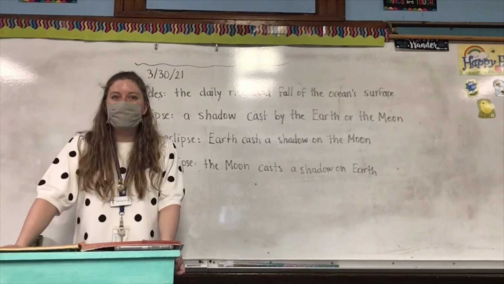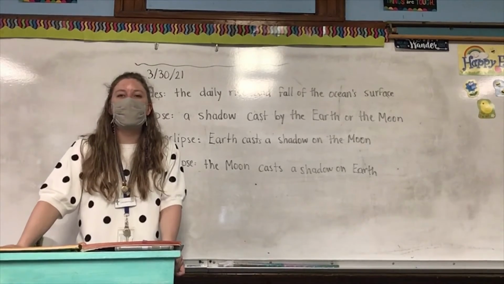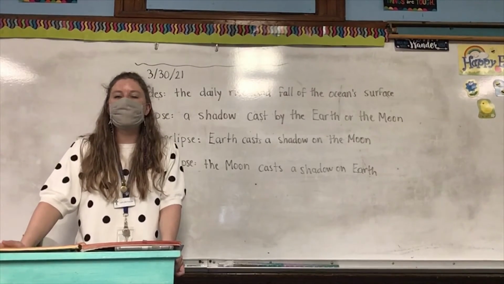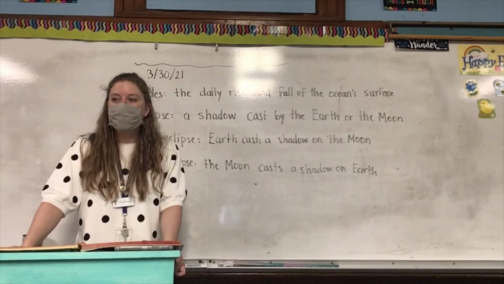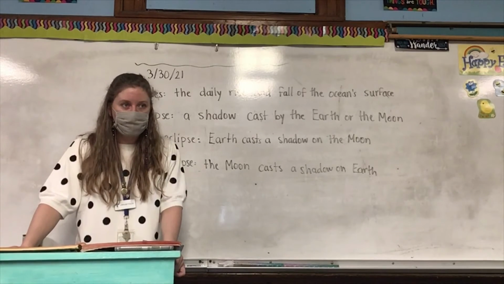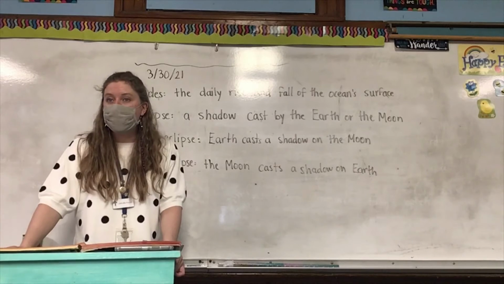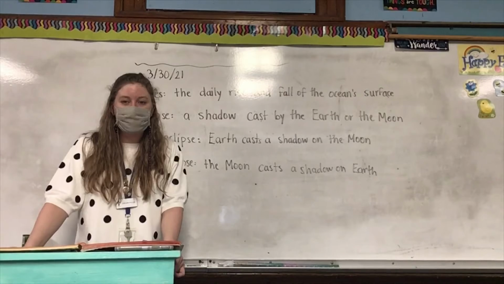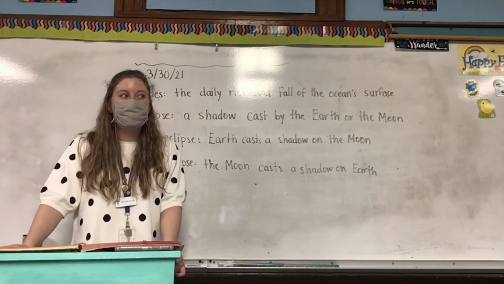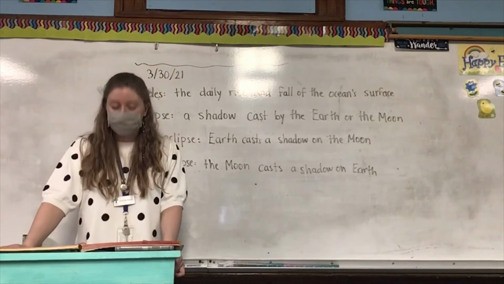What is a lunar eclipse? What is casting the shadow? What is causing the shadow in a lunar eclipse? Cullen. Earth. Earth. It is putting a shadow on what? In a lunar eclipse, Earth is casting a shadow on what? Zadie. The moon. The moon.